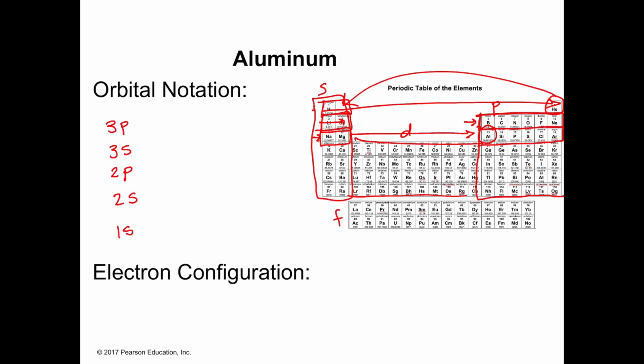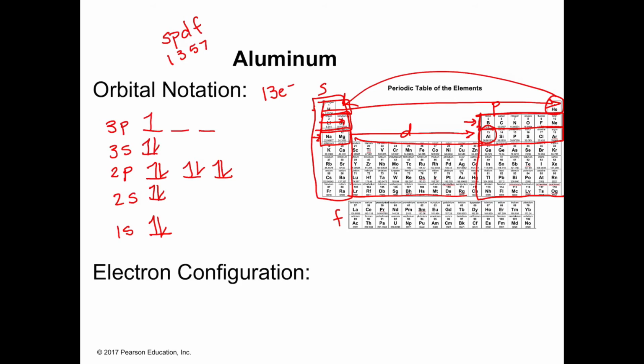And then we do SPDF, right? 1, 3, 5, 7. And we go, okay, all of the S's have 1 orbital, P's have 3, and we're good to go. Aluminum is atomic number 13, which means it has 13 protons, and it also has 13 electrons. And so we'll fill it in starting at the bottom. 1, 2, 3, 4, 5, 6, 7, 8, 9, 10, 11, 12, 13.